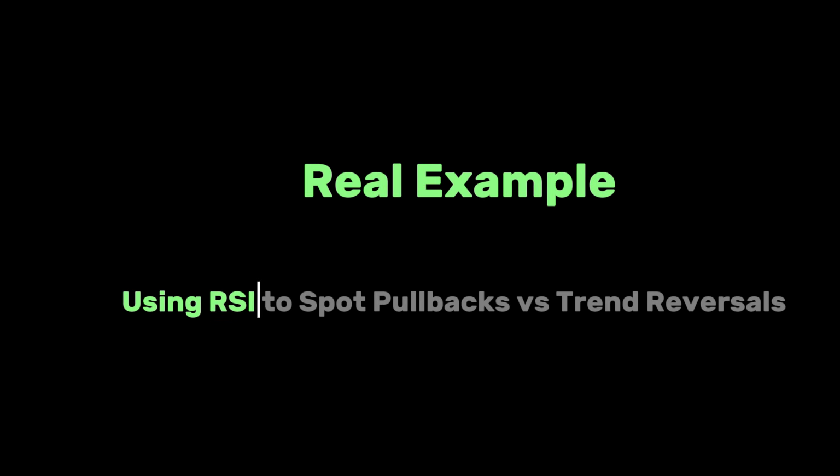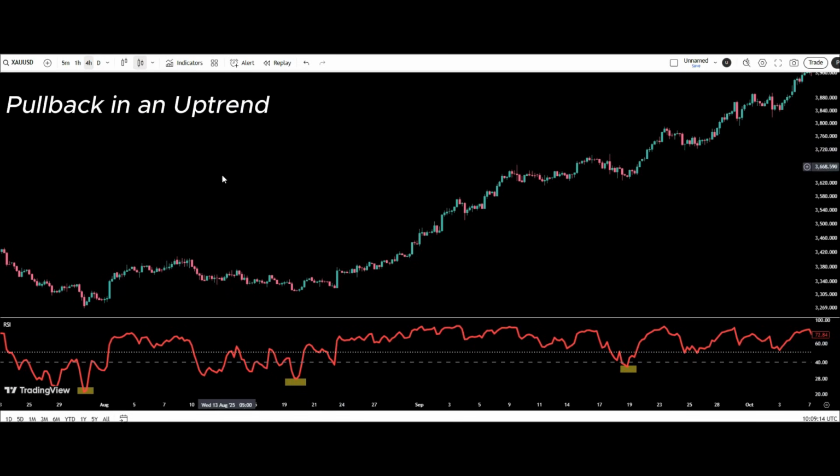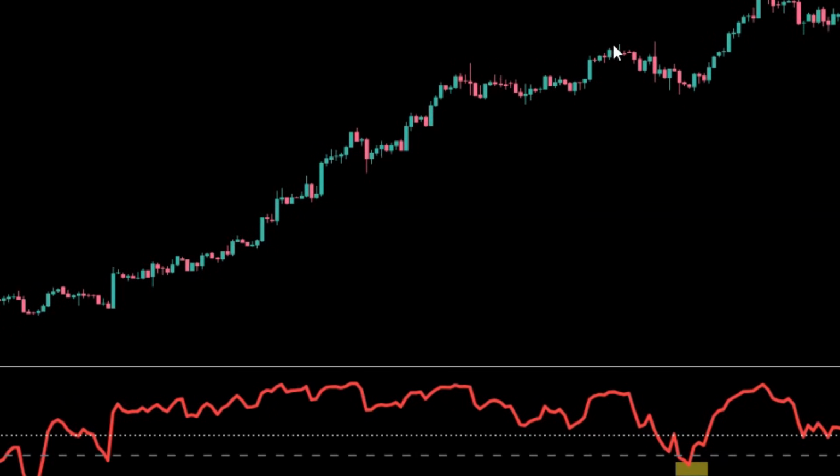Real example: using RSI to spot pullbacks versus trend reversals. Example 1. Pullback in an uptrend. Let's see a practical example. Here is a gold chart in a strong uptrend. Suddenly, the price drops slightly and RSI moves down. Is this a pullback or a reversal? Let's check step by step.